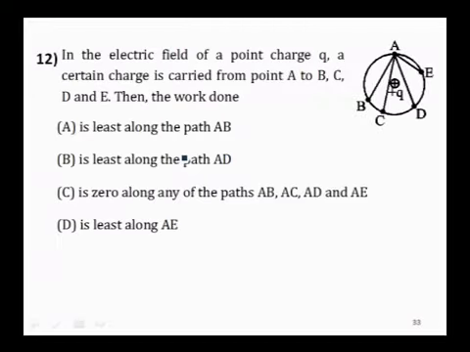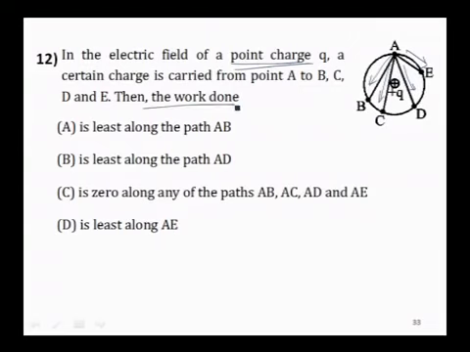Going further, in the electric field of a point charge Q, notice that it is given as a point charge, a certain charge is carried from A to B, C, D, E. That means you can go A to B, A to C, A to D, A to E. So there are 4 different paths which are possible.